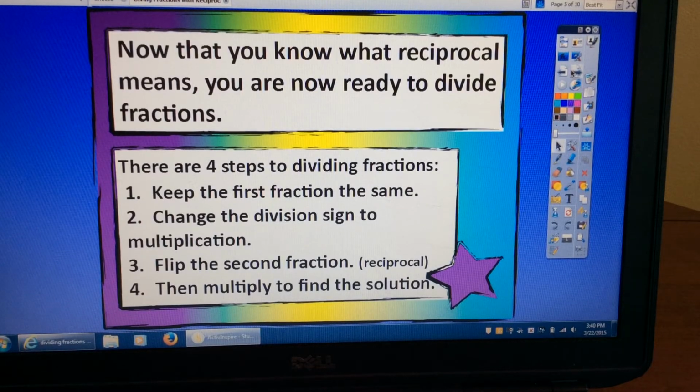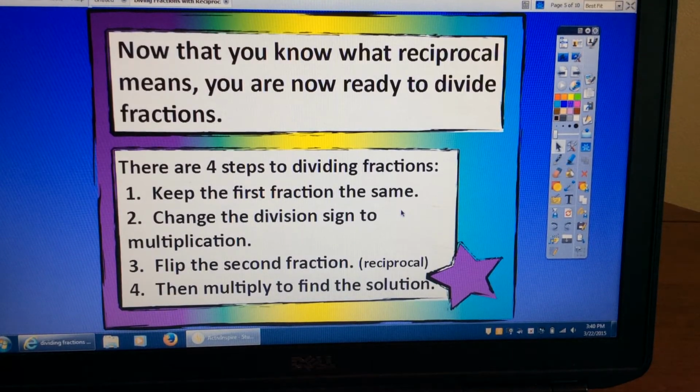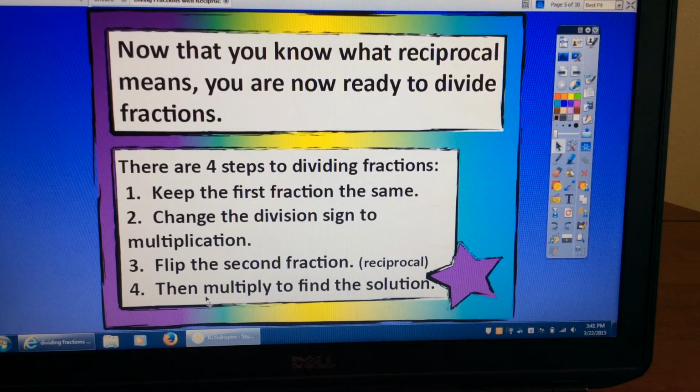Now that you know what a reciprocal means, you are ready to divide fractions. There are 4 steps to dividing fractions. The first is to keep the first fraction the same. The second is to change the division sign to a multiplication sign. The third is to flip the second fraction, which is to make the reciprocal. Then you have to multiply to find the solution.